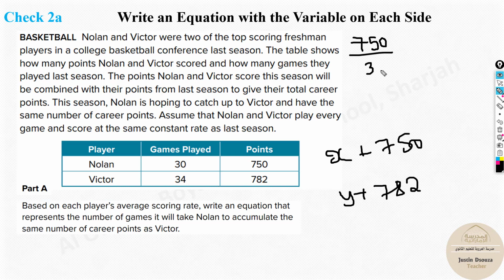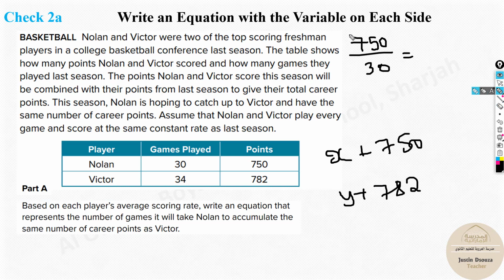He has played 30. So how much is the points he will score in one game? Now imagine, say a football player A scored 10 goals in last 5 matches. Okay, 10 goals in 5 matches. How much did he score in every match? 10 divided by 5, 2, average. That is what we are doing. Okay, he's scoring 2 every game.